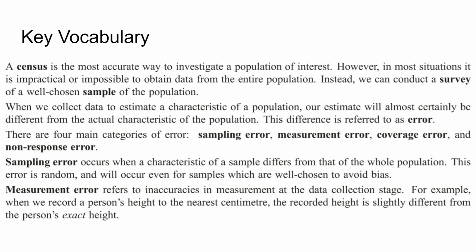So there's a whole bunch of different kinds of error or bias that we refer to. We could have sampling error, measurement error, coverage error, and non-response error. And we're going to break down each one of those in the next couple slides to make sure we can identify them and, like I said, hopefully limit their effect on our sample. It says sampling error occurs when a characteristic of a sample differs from that of the whole population. This error is random and will occur even for samples that are well chosen.